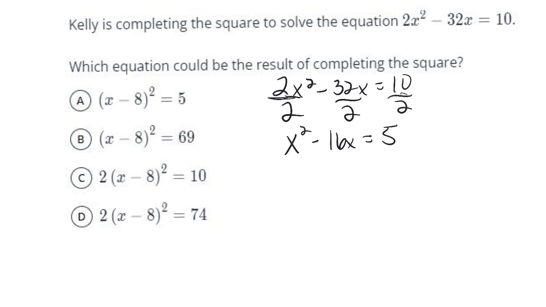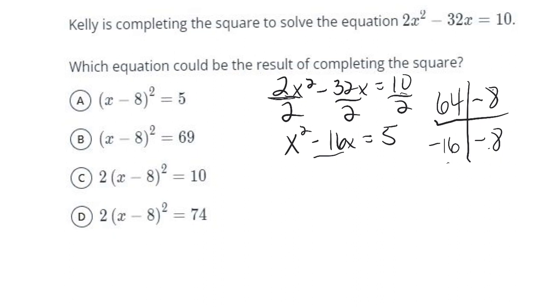Now, what we're looking for is that magic number. The way we showed you in class, we know that our b is negative 16, and we are trying to come up with the binomial squared. We're going to find two factors that are the same that we can add together to get negative 16. Well, that would be negative 8 and negative 8. So when we multiply those two numbers together, we get positive 64.